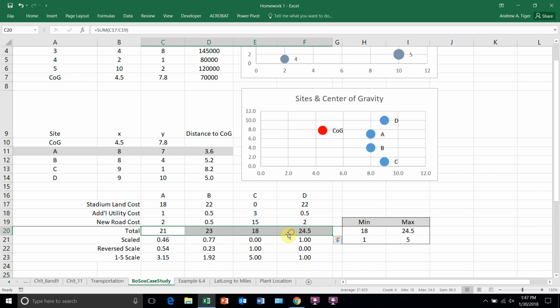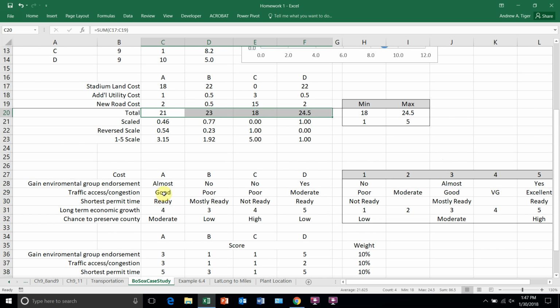So you can see the cheapest one by far is location C, which again is probably furthest away from center of gravity. I don't know if we ought to consider that, but even if we do, you can see it's a long ways from the center of gravity. But if you do include those, the trick is how do you include these numbers with these numbers where we have other drivers. We've got environmental group endorsement, congestion, the ability to get a permit, long-term economic growth, and the chance to preserve county.